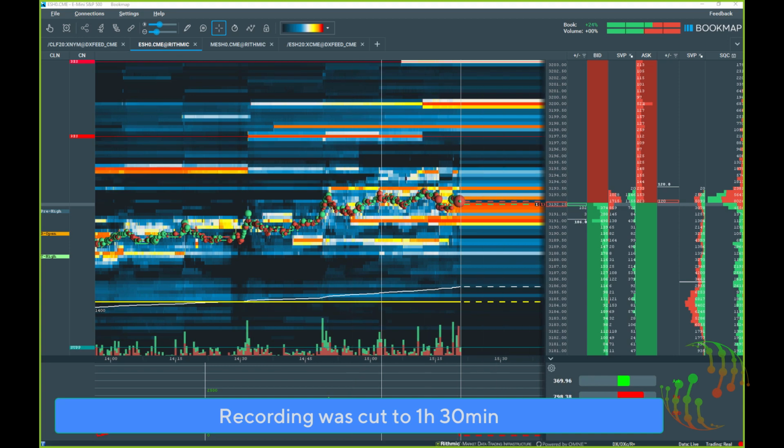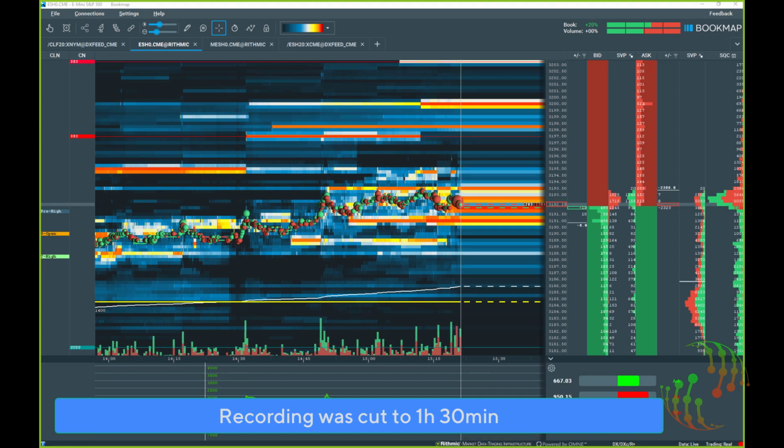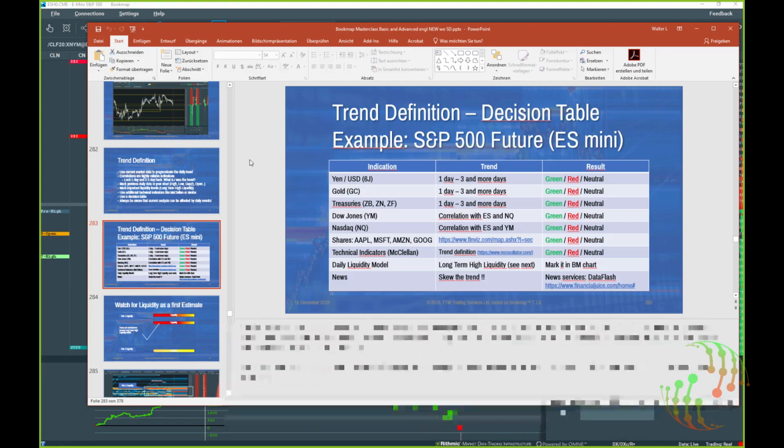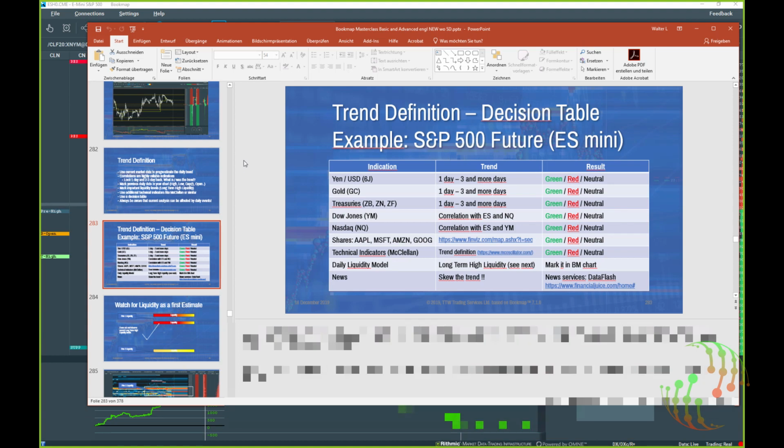Like in our seminar, we are doing the prep work every day, as discussed in the seminar. We look at the live markets at the moment. That's what we are doing in the seminar: we are trying to understand the market situation and where the market is. That means we are looking at the yen, US dollar, gold, treasuries, Dow Jones, Nasdaq, the shares. Maybe you have additional technical indicators like McClellan. We look at the data liquidity model and the news.